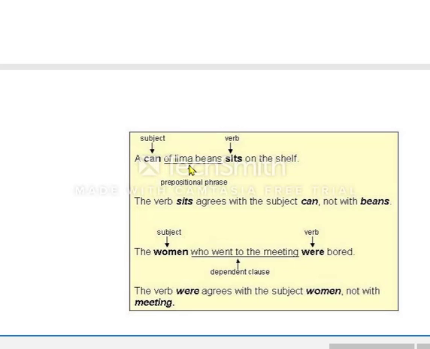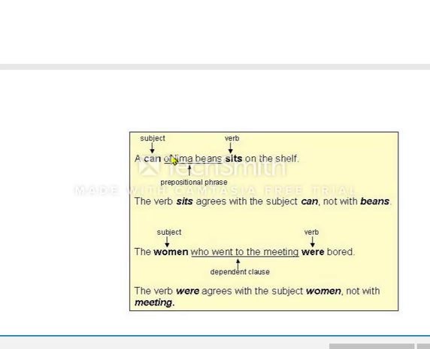A can of lima beans sits on the shelf. It means to say that you will consider can as the subject, not of lima beans. Of lima beans is basically a prepositional phrase, so you will exclude this prepositional phrase from the subject. A can sits on the shelf. This is the main sentence that you will put your attention on.